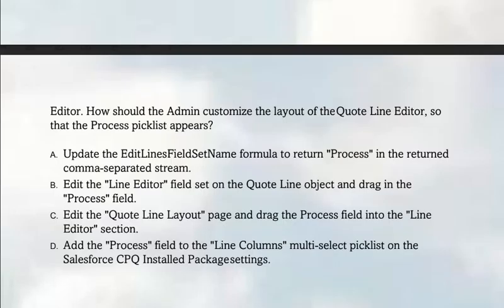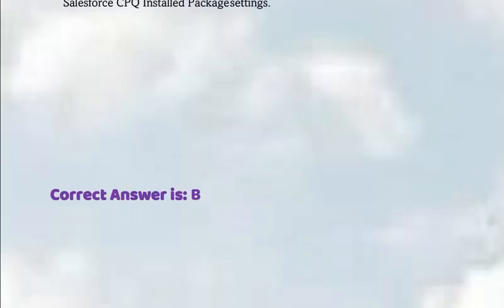Option C, edit the quote line layout page and drag the process field into the line editor section. Option D, add the process field to the line columns multi-select pick list in the Salesforce CPQ installed package settings. Correct answer is option B.